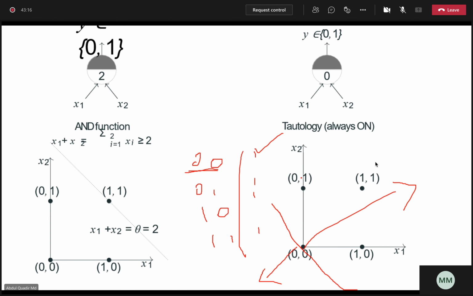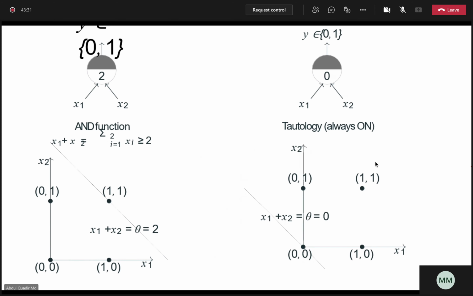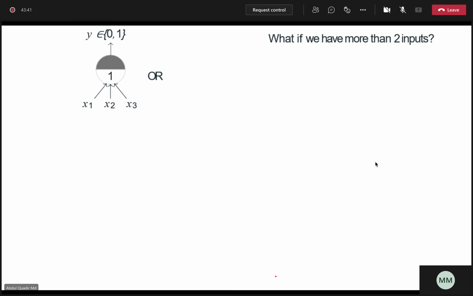0, 1, again, it is classifying it as category 1. 1, 0, it is classifying it as category 1. 1, 1, it is classifying as category 1. Can you see x1 plus x2 is greater than or equal to theta, which is 0, and it is able to classify it correctly, linearly separable. Okay, this is the last one, and with this I will end up over here.